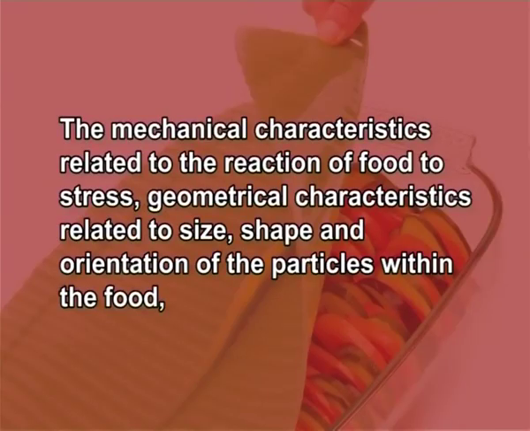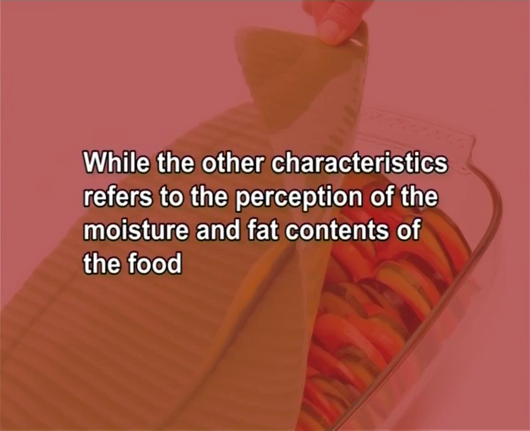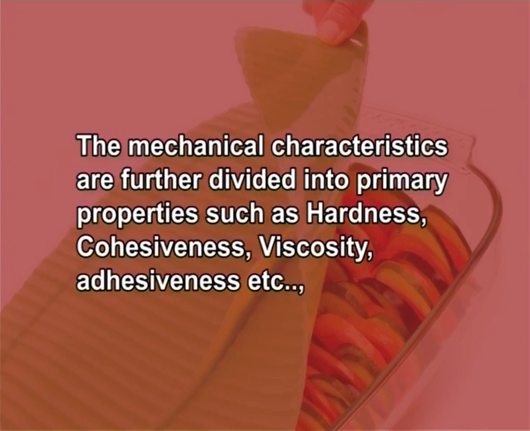There are three categories of textural characteristics. The mechanical characteristics related to the reaction of food to stress, geometrical characteristics related to size, shape and orientation of the particles within the food, while the other characteristics refers to the perception of the moisture and fat contents of the food. The mechanical characteristics are further divided into primary properties such as hardness, cohesiveness, viscosity and adhesiveness, etc.